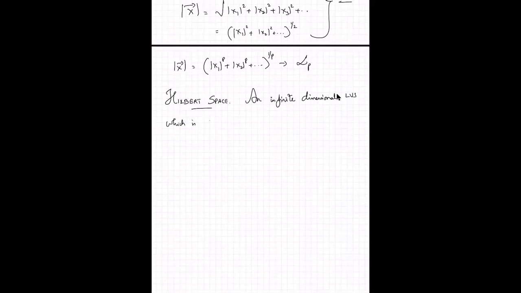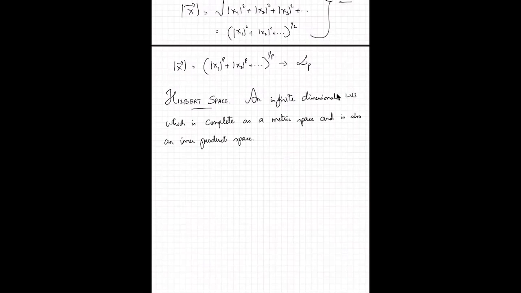This would be an infinite dimensional linear vector space which is complete as a metric space and is also an inner product space. Now, there is a bunch of technical words there. I will simply qualitatively explain what this means, and we will move on. An inner product space means that this is a linear vector space in which I can define the notion of inner product of two vectors.